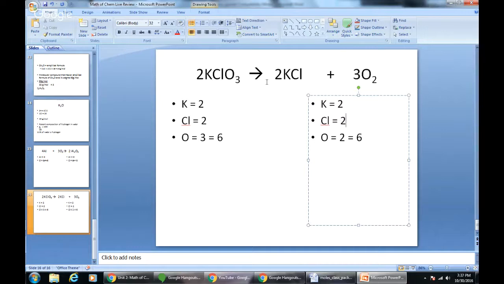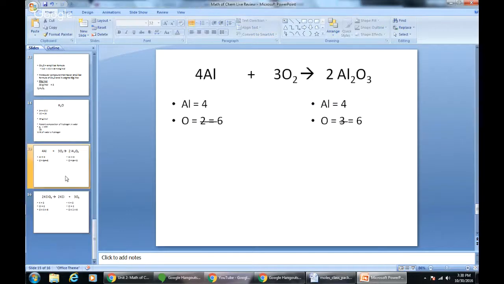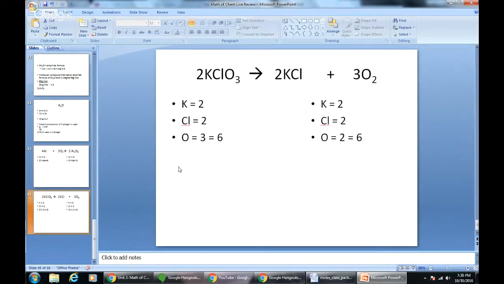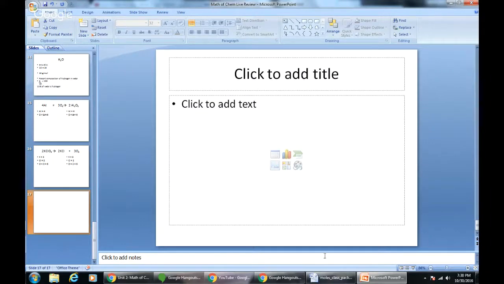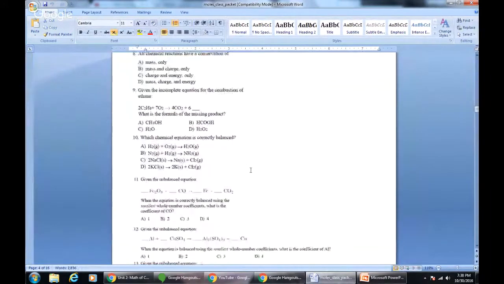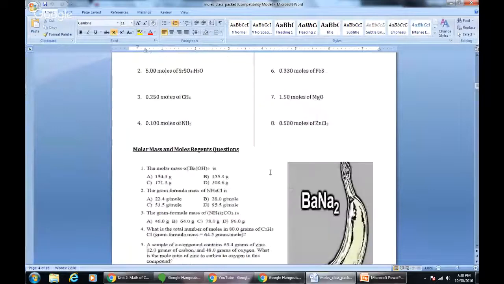Now check if you're balanced. 2 Ks, 2 Cls, 6 oxygens. And then on the right, we have 2 Ks, 2 Cls, and 6 oxygens again. All right, let's do another mole problem, and then I'll do mole ratio with you. All right, so let's do a mole problem.